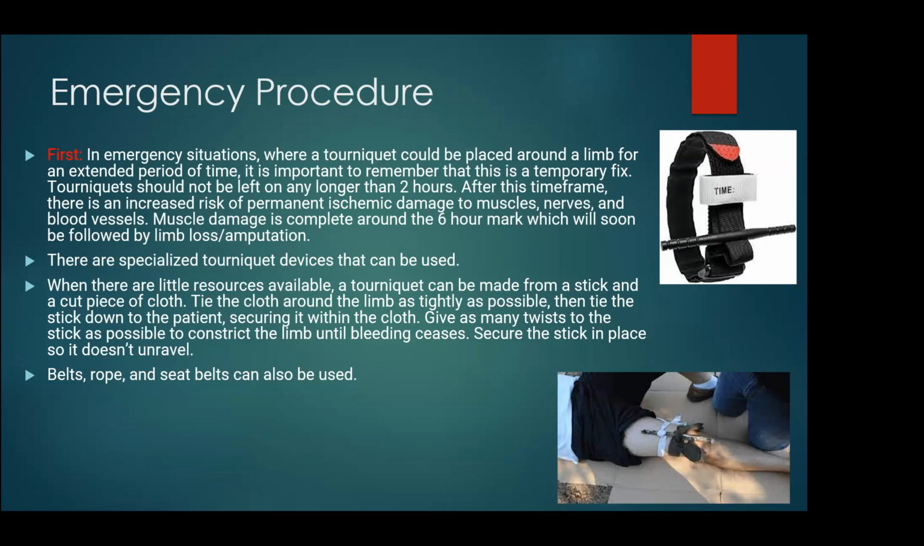There are special tourniquet devices that can be used, such as this one over here. But when you have few resources available, a tourniquet can also be made from a stick and a cut piece of cloth. This was my best way to put into words what you do: you tie the cloth around the limb as tightly as possible, tie the stick down to the patient as well, securing it within the cloth, give as many twists as possible to constrict the limb until the bleeding ceases, and secure the stick in place so it doesn't unravel. Belts, rope, and seat belts can also be used to do this.